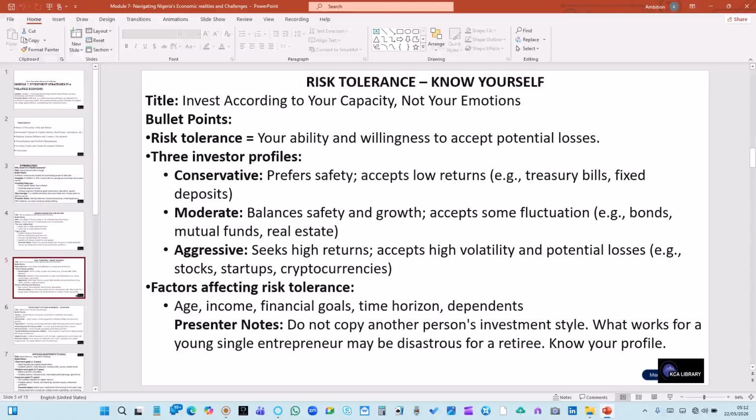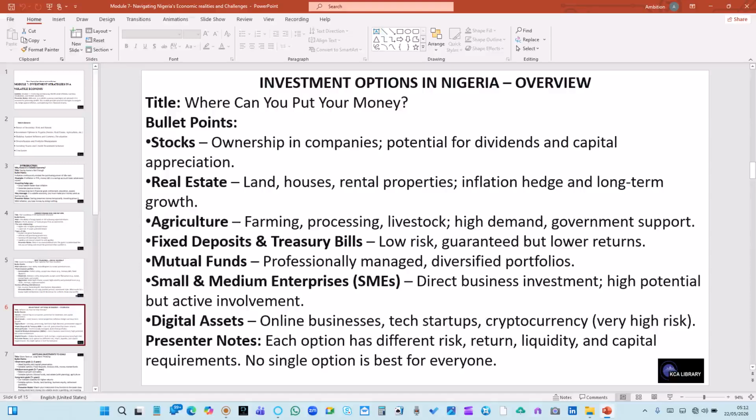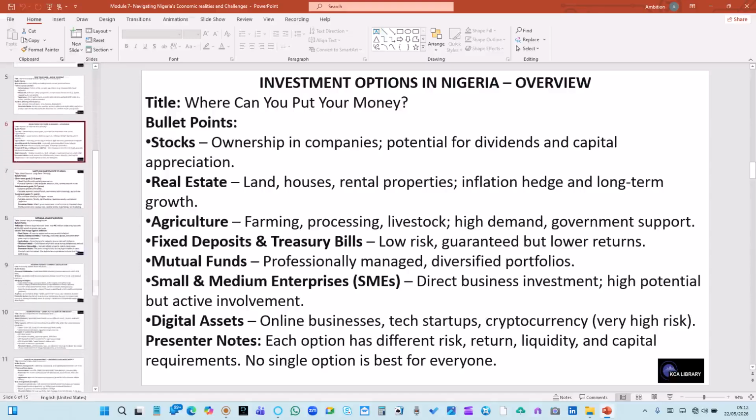Now, factors affecting risk tolerance include age, income, financial goal, time horizon, and dependents. Please note, do not copy another person's investment style. What works for a young single entrepreneur may be disastrous for a retiree. Therefore, know your profile. Having known that, let us now look at investment options in Nigeria, the overview.